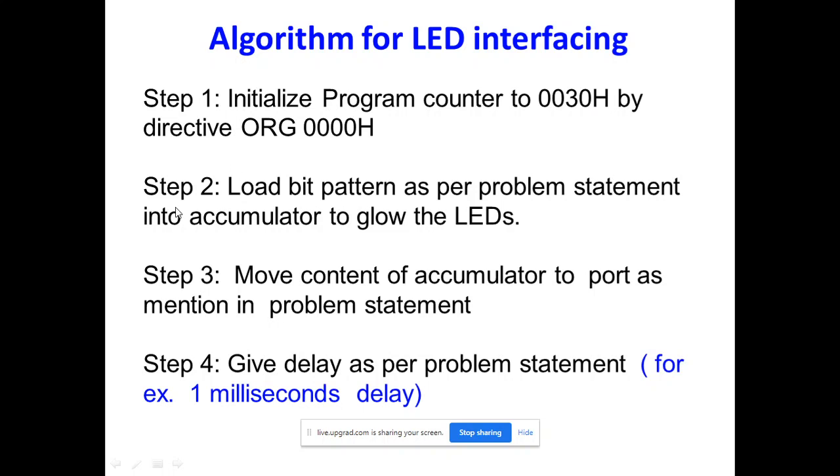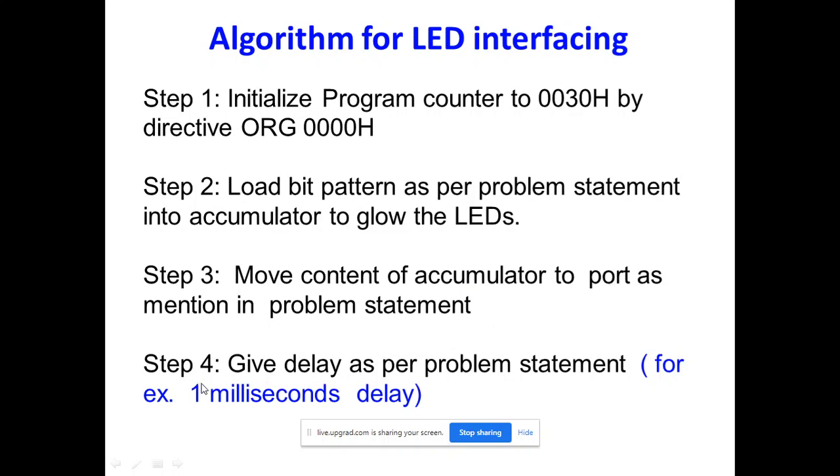After that, in the second step we load the bit pattern as per the problem statement. Go through the problem statement, calculate the bit pattern, and hold that bit pattern in the accumulator. That is your second step. In the third step, move the content of the accumulator to the respective port where the LEDs are connected, for example port 0, port 1, port 2 or port 3, whatever it is.